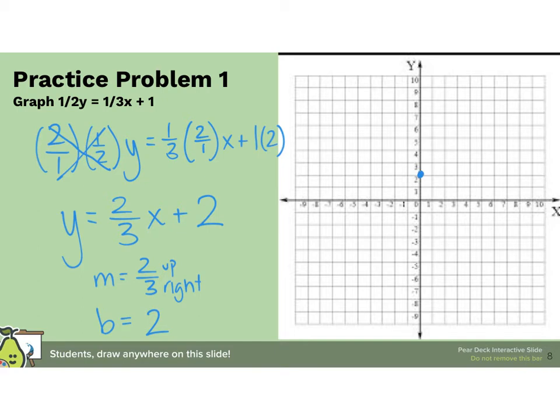Now use the slope directions. Up 2, right 3. Put a point. Do it again. Up 2, right 3. Put a point. Connect it with a long line and add your arrows. That's your first practice problem.